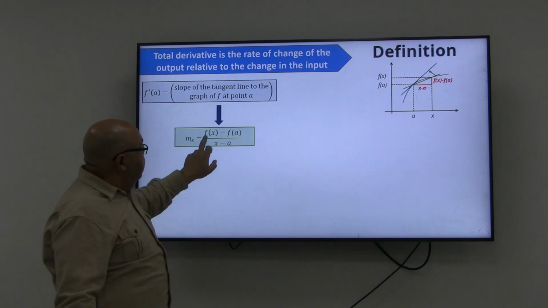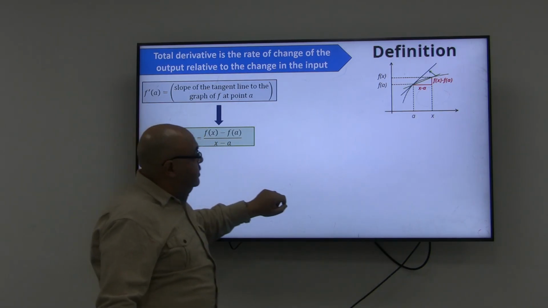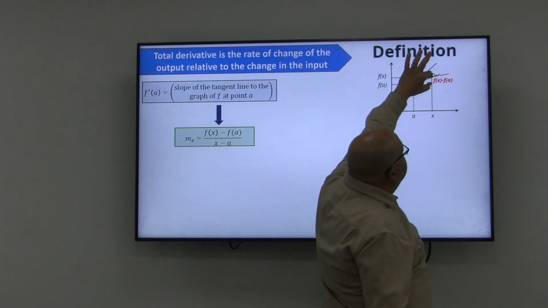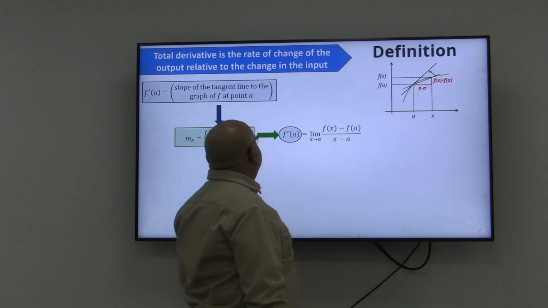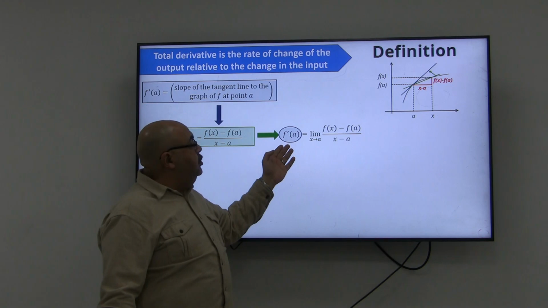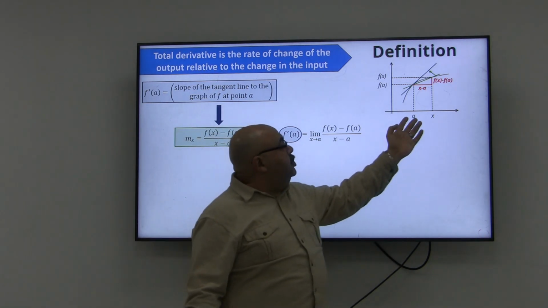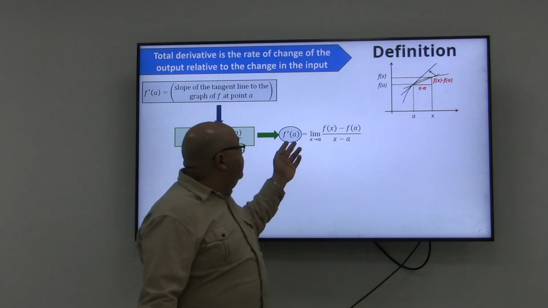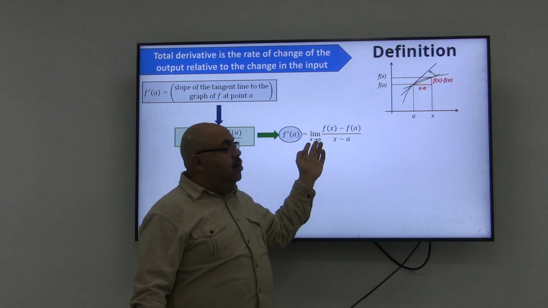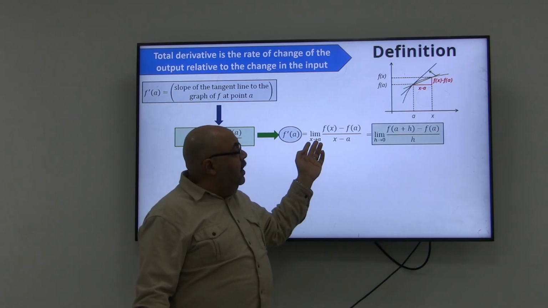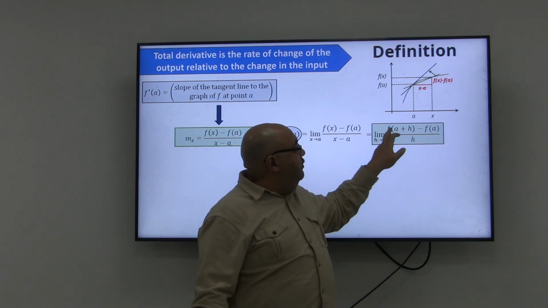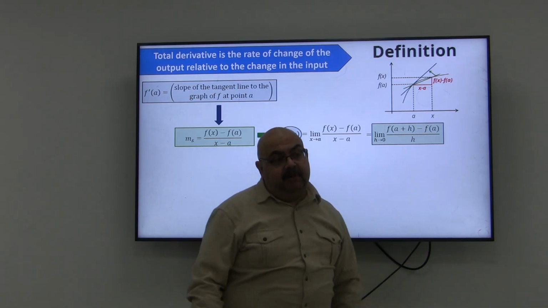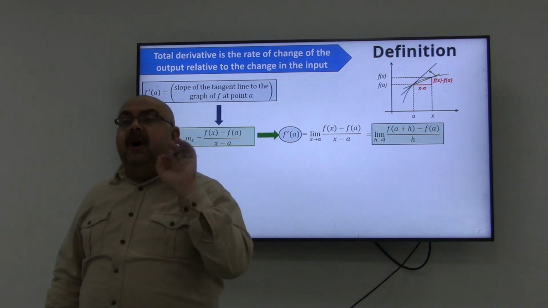This is f of x minus f of a divided by x minus a, dividing the increment in the output by the increment in the input, which will lead you, if this change is really minor, to the main law of the derivative, which is the limit as h tends to 0 of f of a plus h minus f of a, divided by h. This is the law by definition.